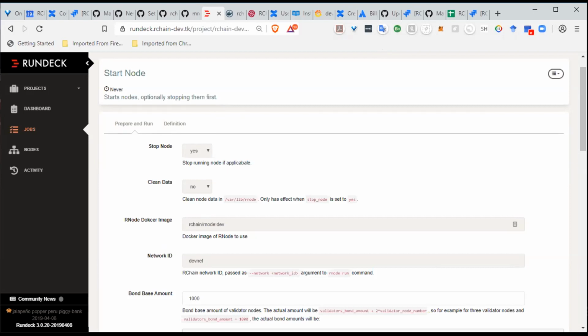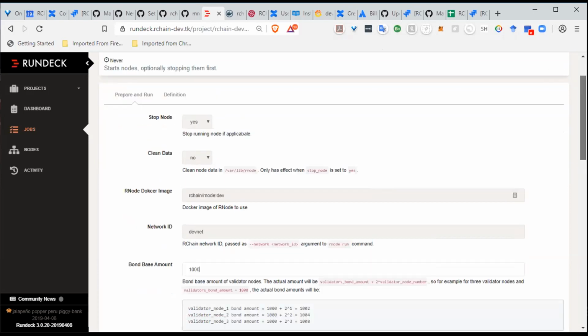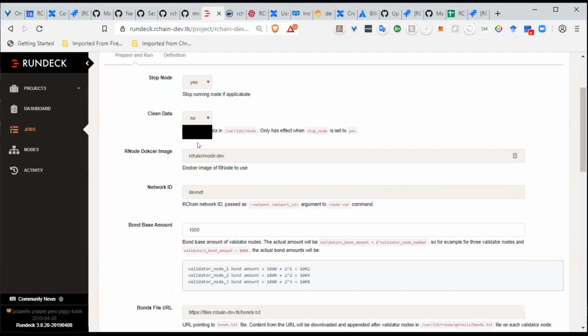Okay, but let me just continue with stop node clean data. So this should be.